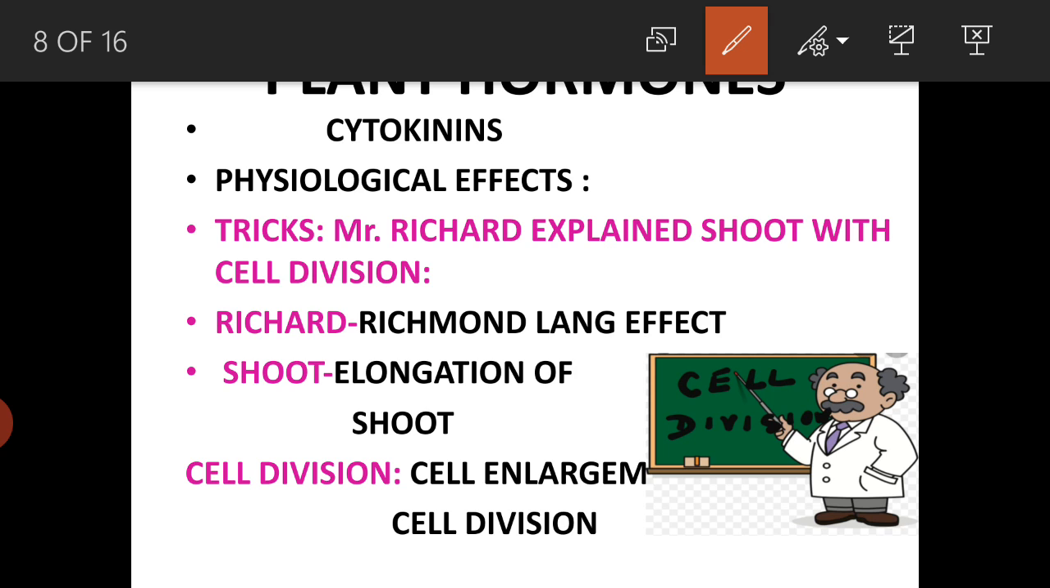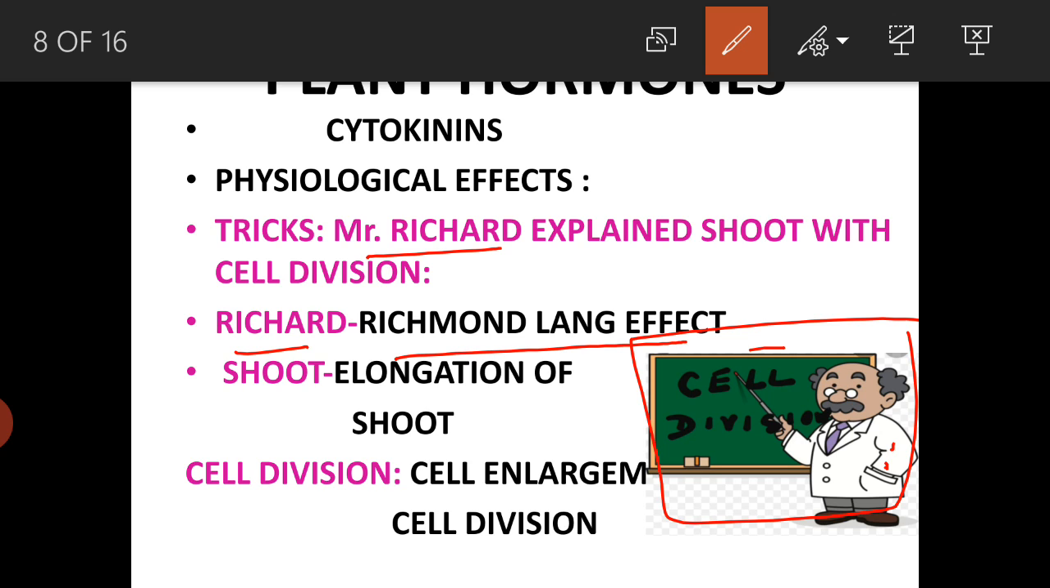To remember the physiological functions, you can see the picture of a teacher, whom let us consider as Mr. Richard, who is teaching the students about shoot and cell divisions. Here the simple tip is: Mr. Richard explained the shoot with the cell division. Here Richard refers to the Richmond-Lang effect.